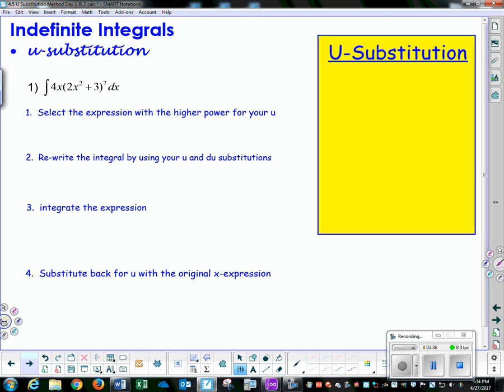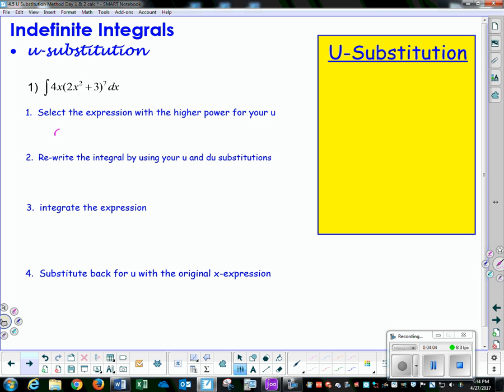So hand you this function. It's 4x times a function raised to the 7th power dx. The first thing I'm going to ask you to do is look for the inner expression that has the higher degree or the higher power. And I'm comparing like my x squared, and here's just an x. This is great because I have x squared and then a power of 1. They have a difference of just 1 power, and that's perfect.